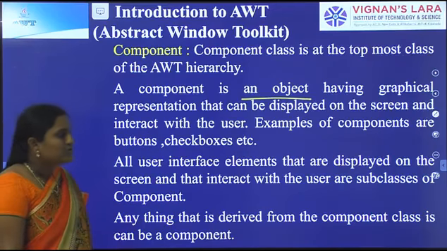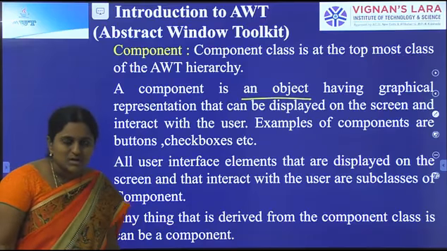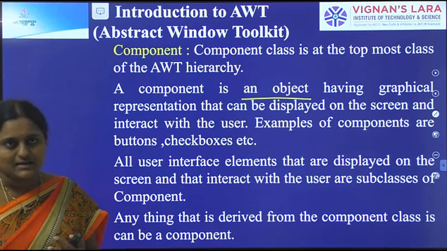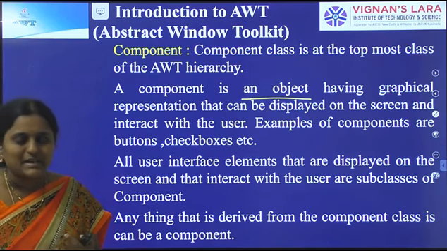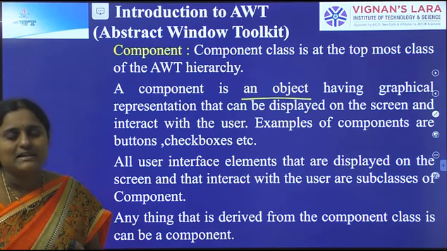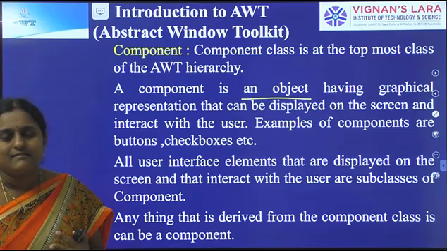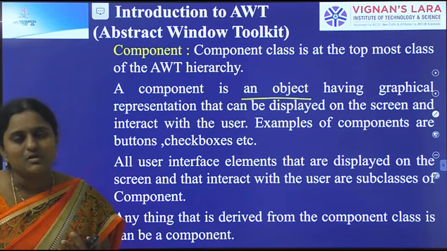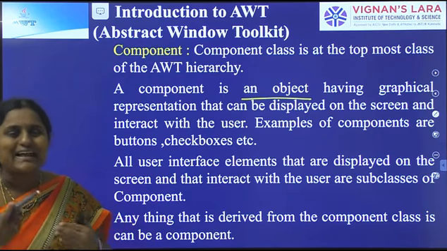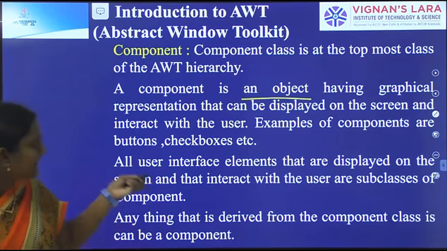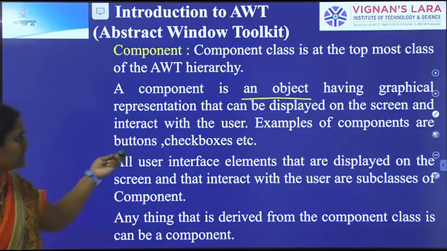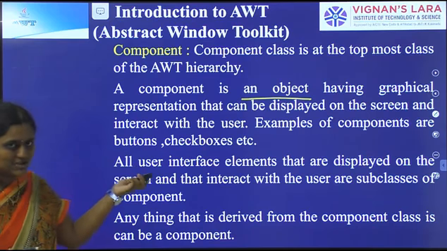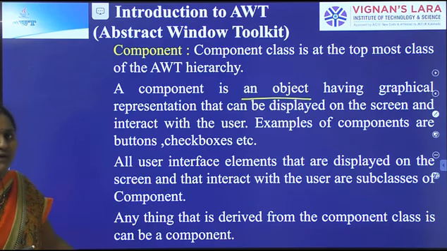Examples of components are buttons and checkboxes. Whenever we interact with GUI applications, like a button or checkbox, when we press the button, some event is generated. Initially the checkbox was deselected; when we click it, it is selected. Again, if I click the same checkbox, it is deselected. So users interact with these GUI components. Examples of GUI components are buttons, checkboxes, list, and scroll bar.